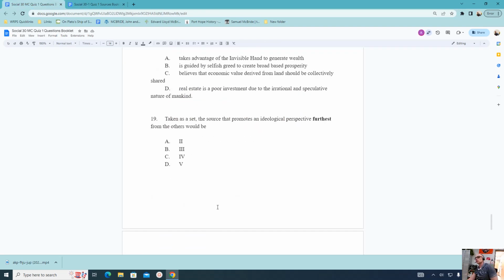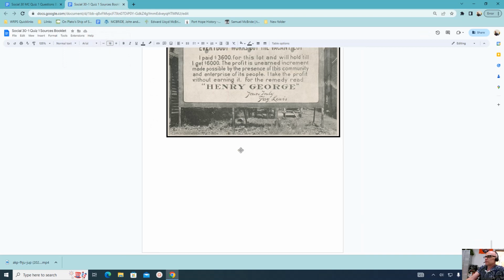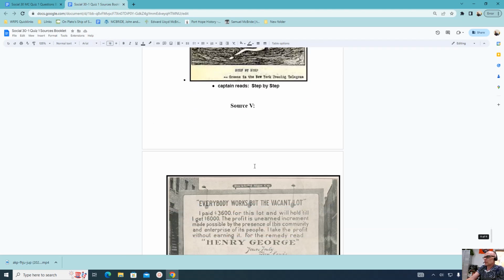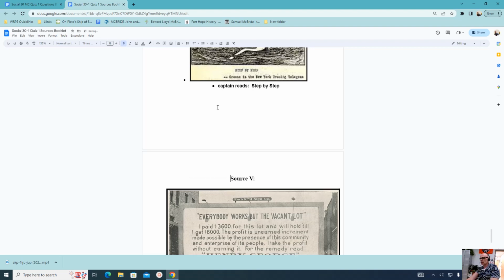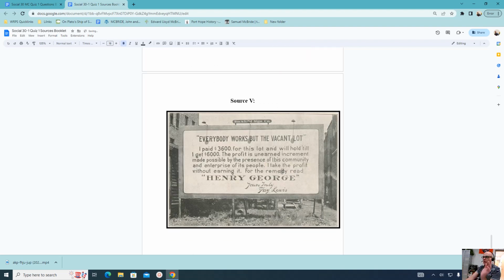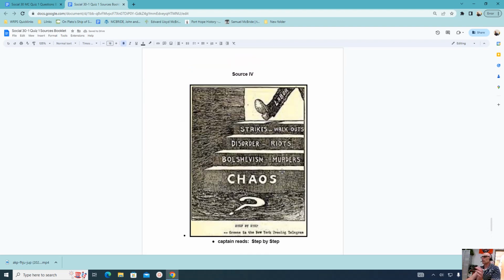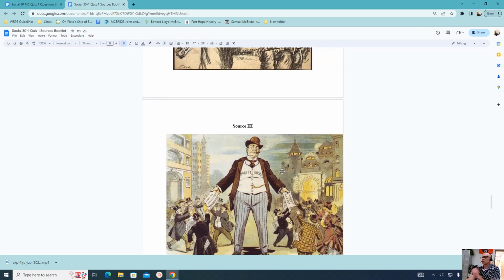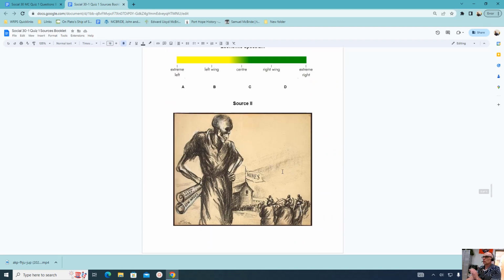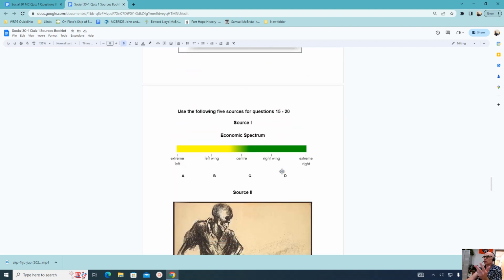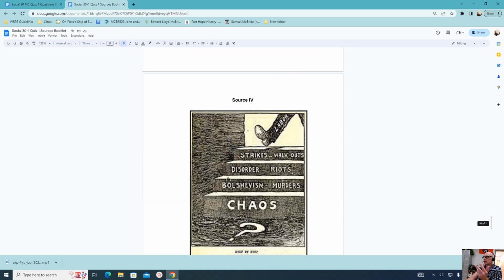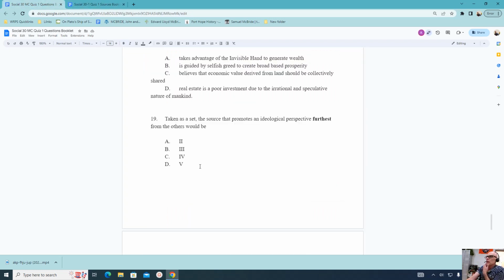Taken as a set, the source that promotes an ideological perspective furthest from the others. So which one, 2, 3, 4, or 5 is most different? So we'd have to go and say, okay, 5 is A on the left, right? 4 is anti-left. 3 is on the left. 2 is on the left. So 2, 3, 4, 5. The only one that was anti-left, pro-capitalist, is 4. So 4's got to be my answer.